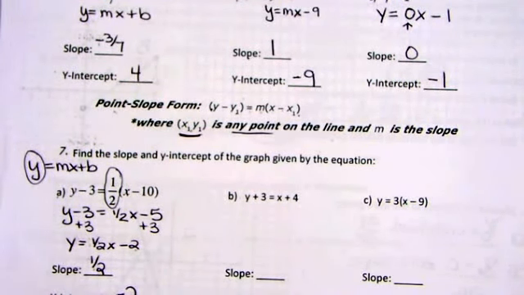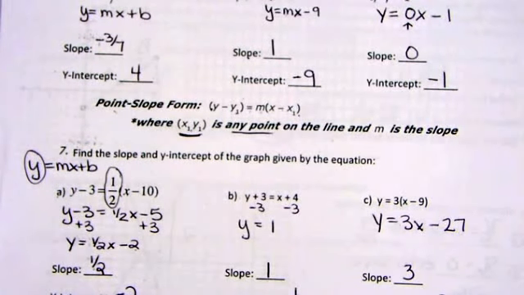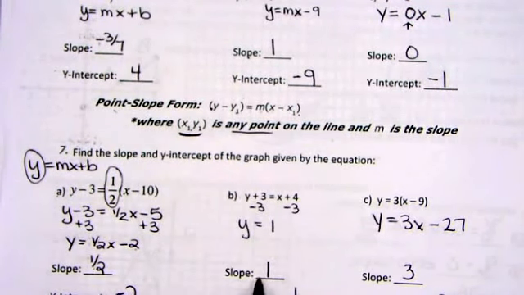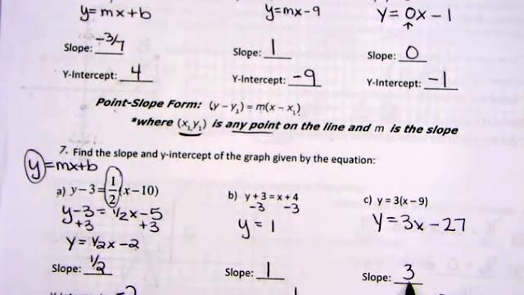Put the video on pause and try B and C. When you are done, come back and check your answers. Welcome back. You can see for part B that my slope is 1 and my y-intercept is also 1. In part C, my slope is 3 and my y-intercept is negative 27.